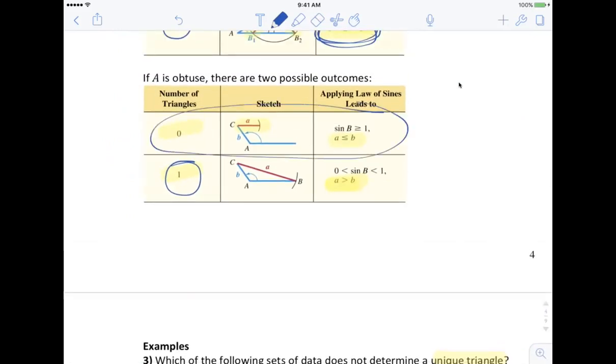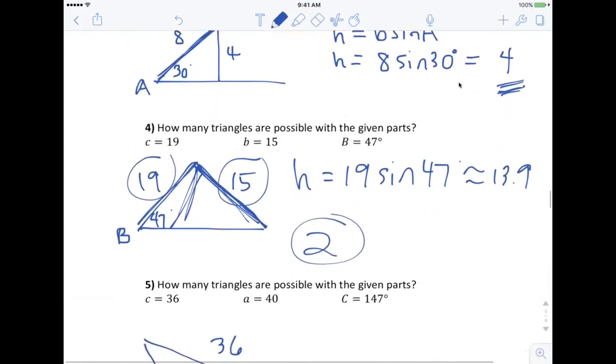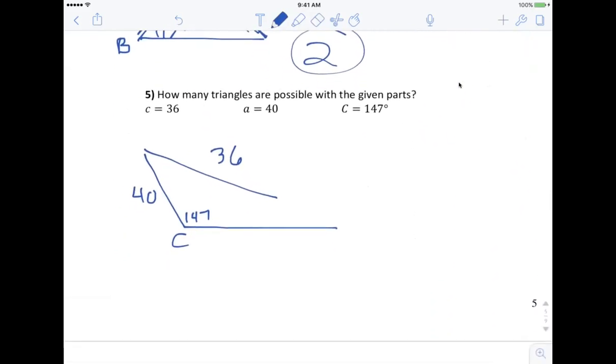A is less than B, or in this case, 36 is less than 40. So when you compare that, this one would be 0 triangles.